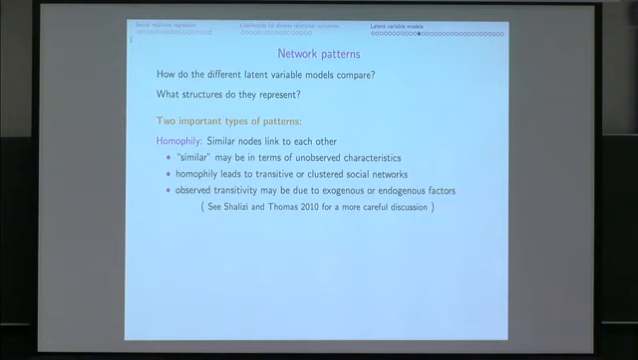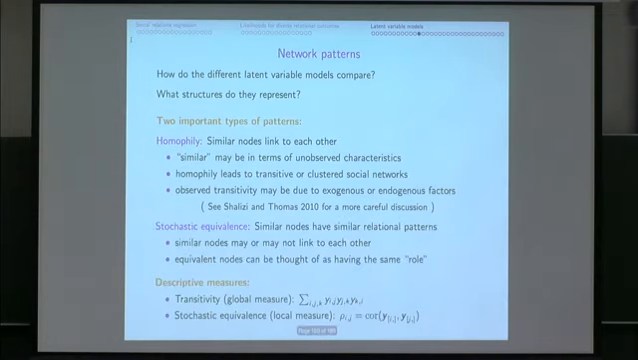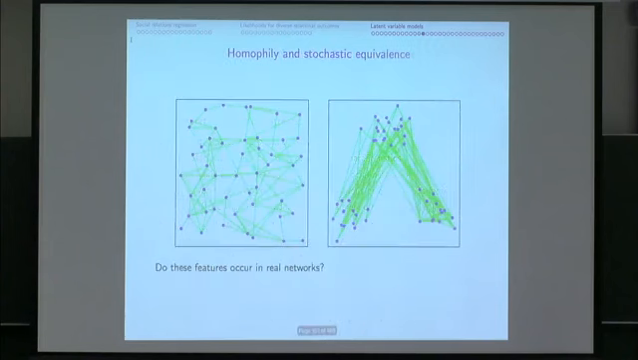These different models represent observed features of networks in different ways. There are two main features of networks in my mind, one of which is something called homophily, the idea that if two nodes are similar, they're going to have a higher probability of a tie. And there's another one called stochastic equivalence, which says that if two nodes are stochastically equivalent, they interact with the network in a similar way. Okay, so here's a graph on the left, and here's a graph on the right.